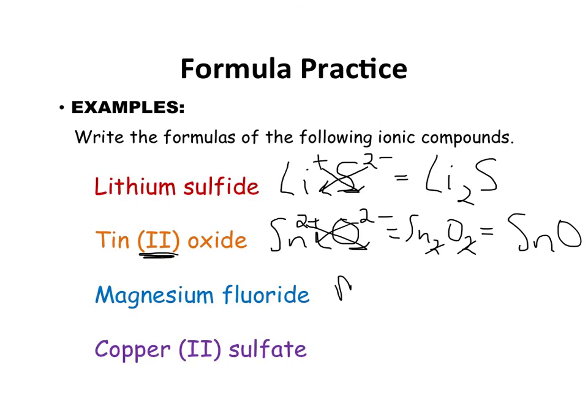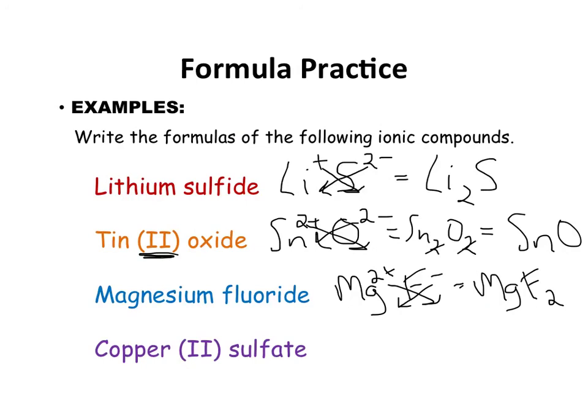Magnesium, Mg. Fluoride is F. Go to the periodic table and get their charges. Magnesium's a 2 plus. Fluorine's a 1 minus. So I crisscross. I don't bring charges down. We don't put charges in the formula. So when we rewrite this, magnesium gets the 1 from fluorine, which we don't write. And then the fluorine gets the 2 from the magnesium. So magnesium fluoride is MgF2.